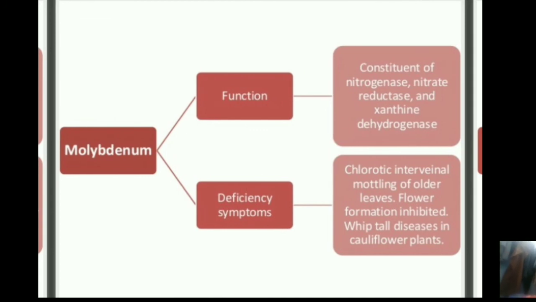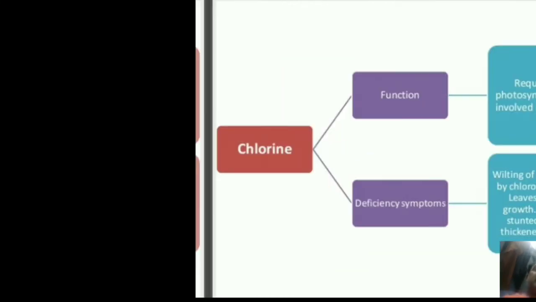Next, molybdenum functions. When we see, it is a constituent of nitrogenase, nitrate reductase, and xanthine dehydrogenase enzymes. And deficiency symptoms of molybdenum are seen with chlorotic interveinal mottling of older leaves, and also flower formation inhibited. Whiptail disease in cauliflower plants can also be seen due to the deficiency of molybdenum.